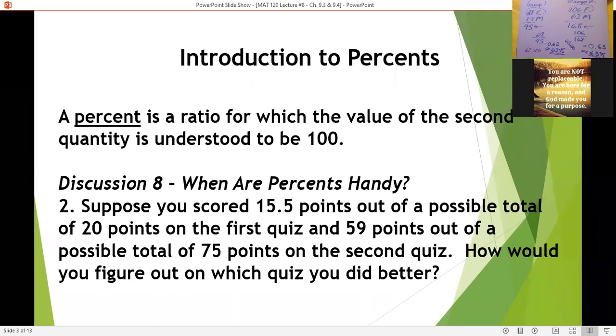So for this scenario, we're not going to need to add anything up. We actually already have the total, so we don't have to think in that direction. Instead, let's just jot down these figures and see if we can make heads or tails of them. We have the first quiz, and we got 15.5 out of 20. And then our second quiz, we got 59 out of 75.